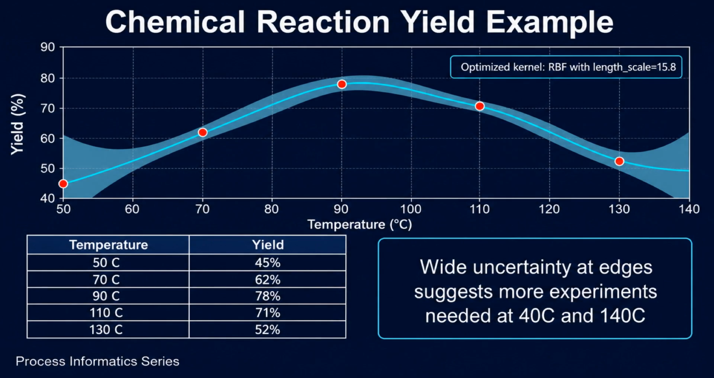Let's see a practical example with chemical reaction yield data. We have 5 temperature measurements ranging from 50 to 130 degrees Celsius, with yields peaking around 90 degrees. The Gaussian process fits a smooth curve through these points, with the 95% confidence interval shown as the shaded region. Notice how uncertainty increases at the edges, around 40 and 140 degrees, where we have no data. This tells us exactly where additional experiments would be most valuable.